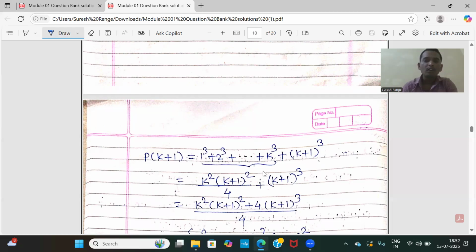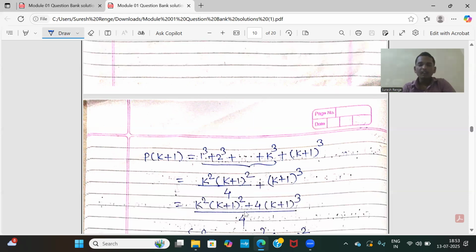But by using the second step, the inductive step, we know the summation for the first k terms. What is the summation for the first k terms? That is given in the second step: k square in bracket k plus 1 whole square divided by 4. This is the value for the first k terms. And what is the last term? k plus 1 whole cube.